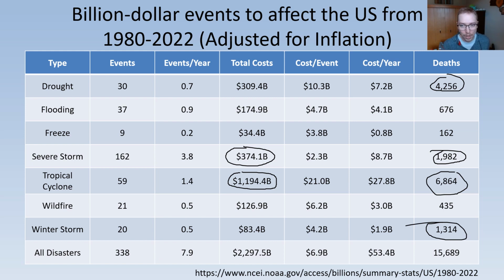Cost per year, 27.8 billion. Cost per event, 21 billion. This is from the NCEI of NOAA. It's one of the NOAA offices, and that says a lot, and it should say a lot. Those are incredible numbers if you really look at them. They show just how damaging these tropical cyclones can be.